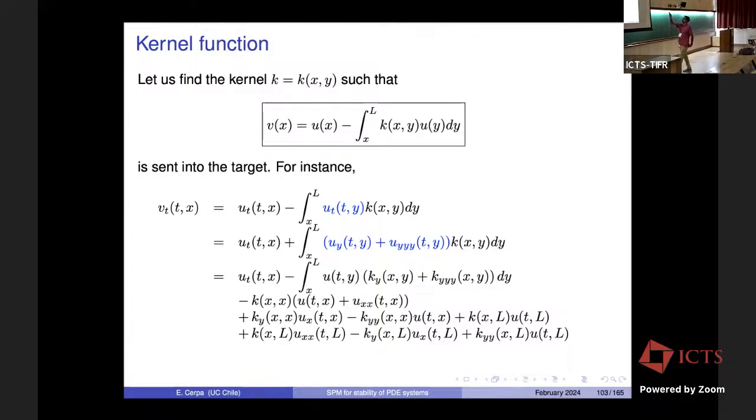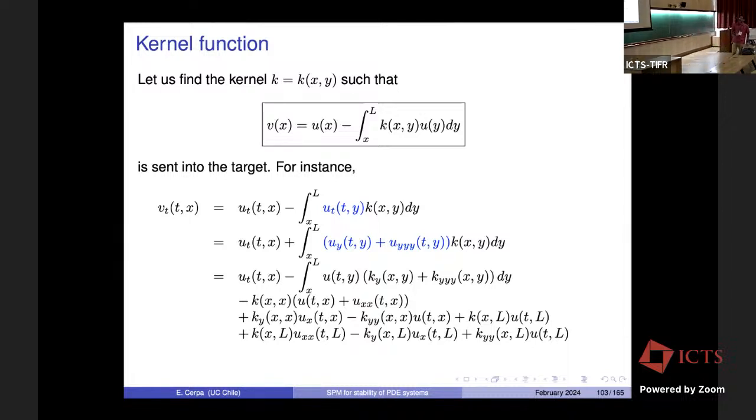So you want to recover what is the equation satisfied by V. You start computing: Vt equals ut minus the derivative of the integral term with respect to time. You get ut inside the integral in blue, and you use the equation, and then you integrate by parts. That's the methodology, and you get many terms, and then you have to do something with them. We're going to see what that means.